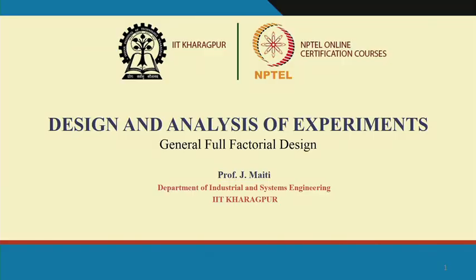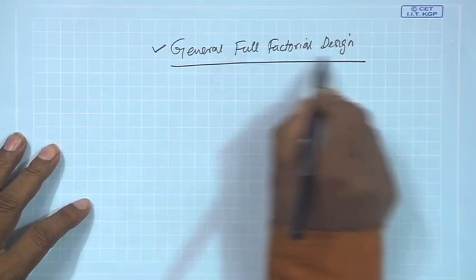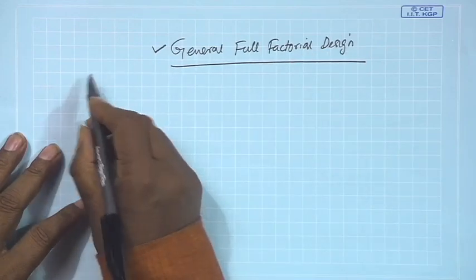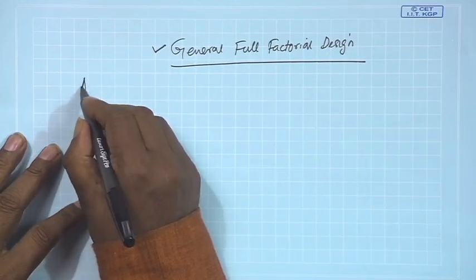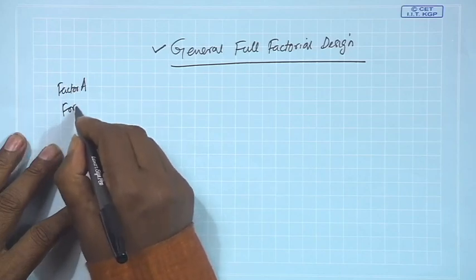Welcome. Now we will discuss general full factorial design. We have discussed full factorial design with reference to two factors so far, factor A and factor B.